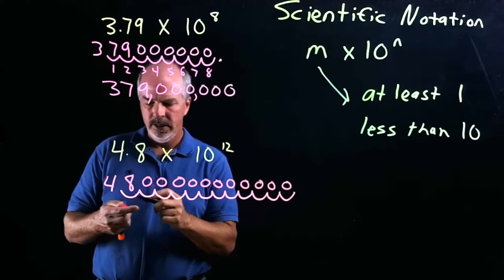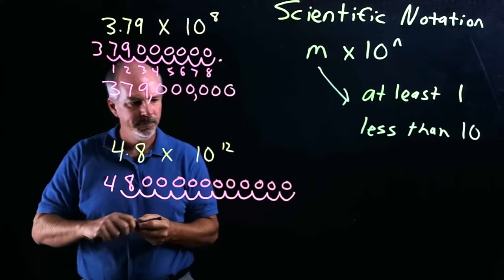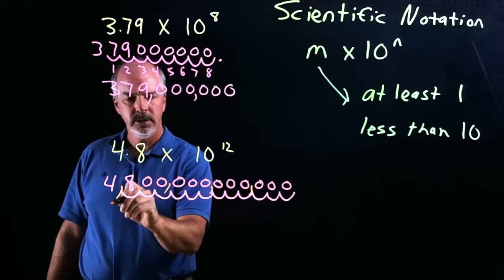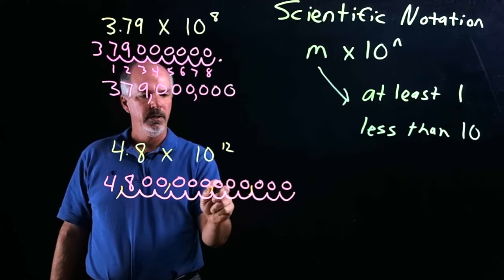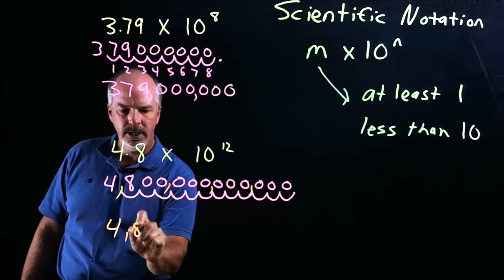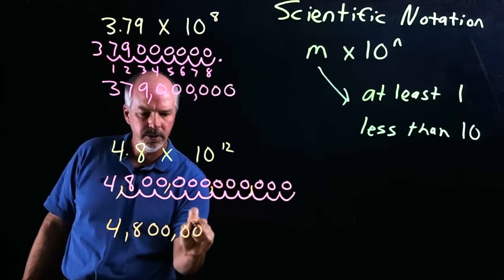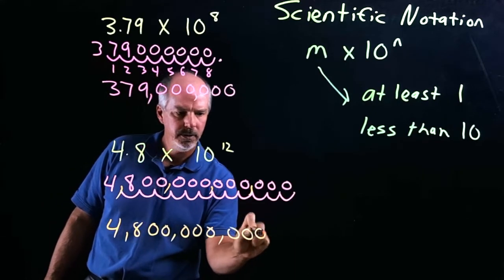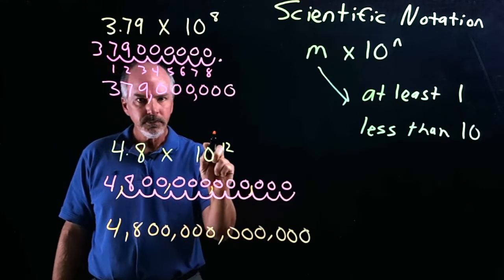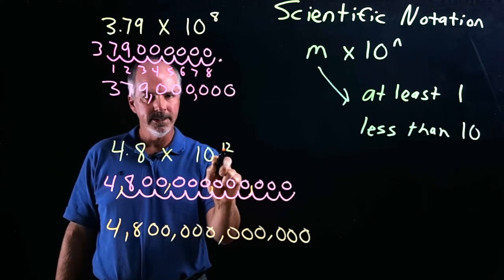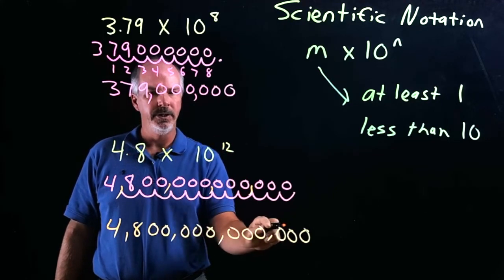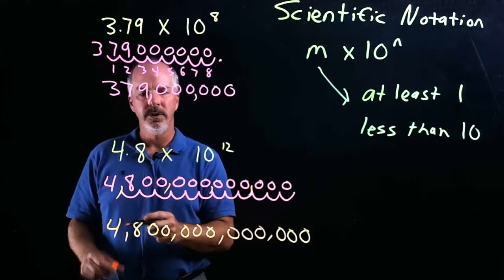Okay, and our new number then will become 4, 8, 0, 0, 0, 0, 0, 0, 0, 0, 0, 0, 0 with commas. Okay, so again, we moved the decimal 12 places. So we started out with 4.8, we moved it 12 places. Here's our new number.